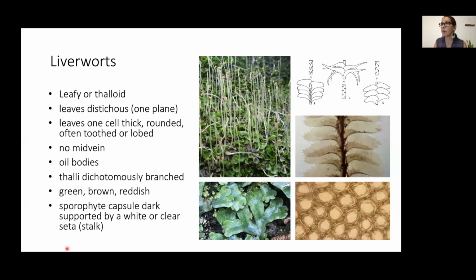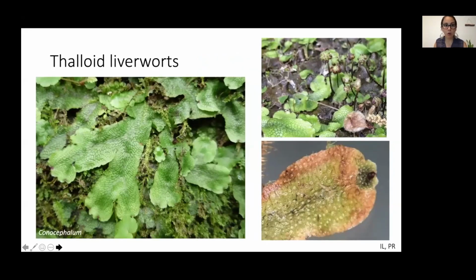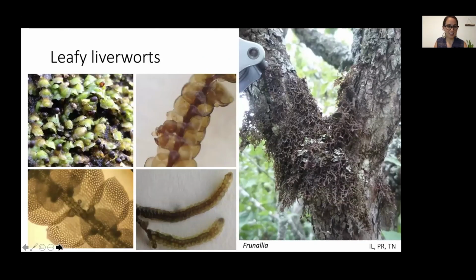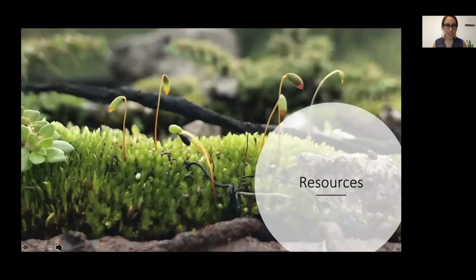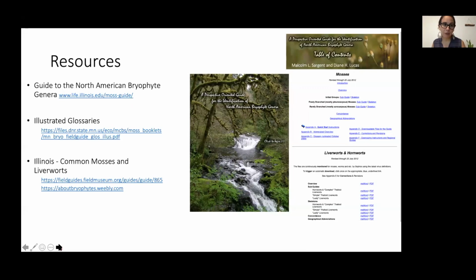Okay, so what I'm going to do now, because of the time, if it's okay, I'm just going to go to the next one. It's talking about the hornworts. These are examples of liverworts, and then the hornworts. And then let's go to the resources, so that if people have to leave, they can leave, and then we can continue.